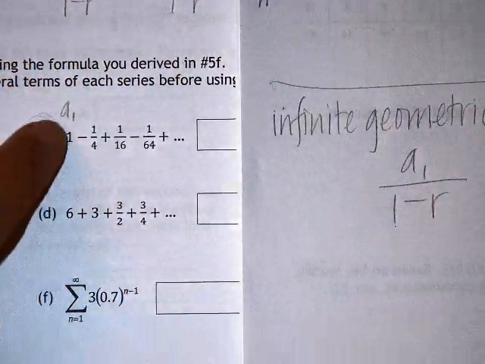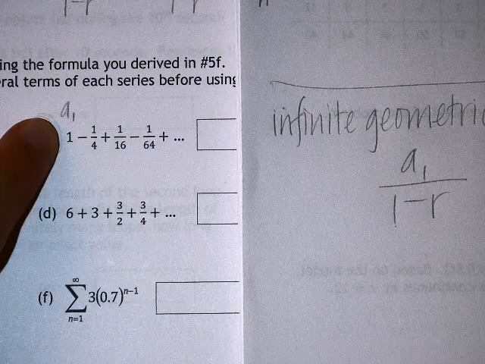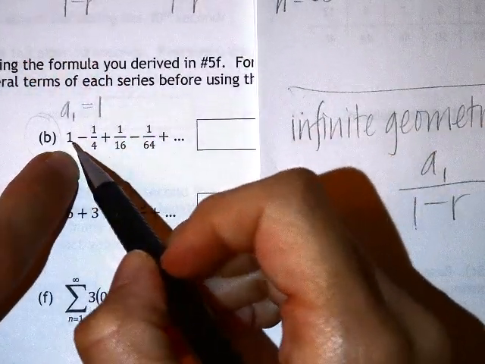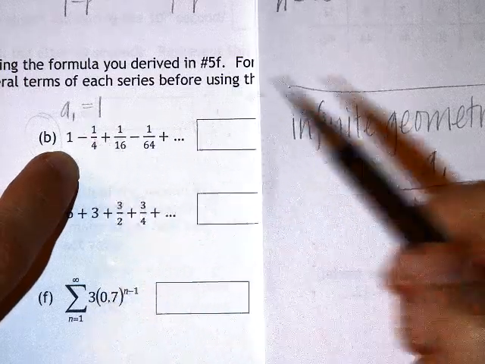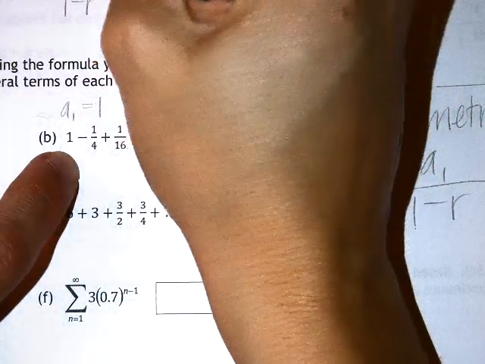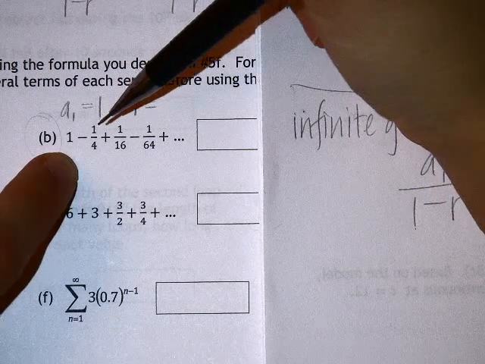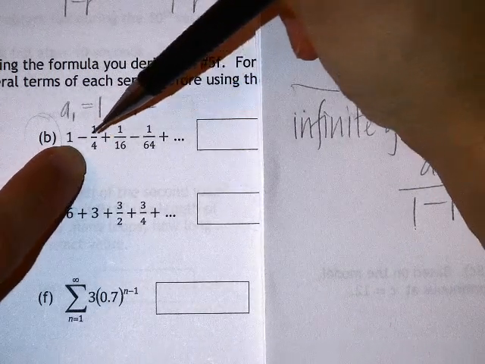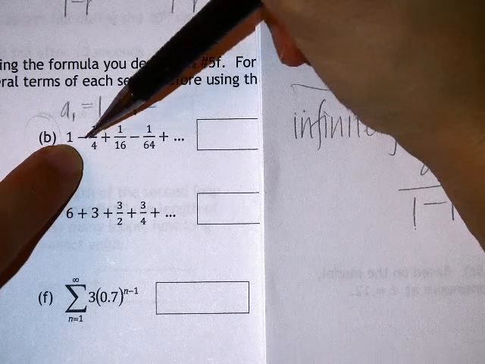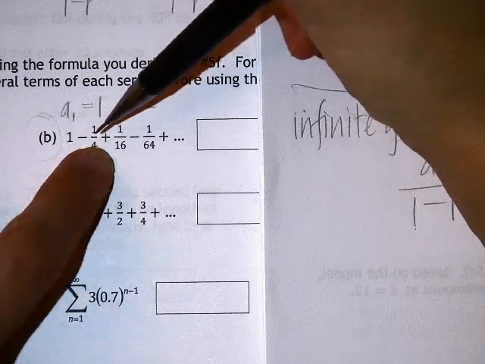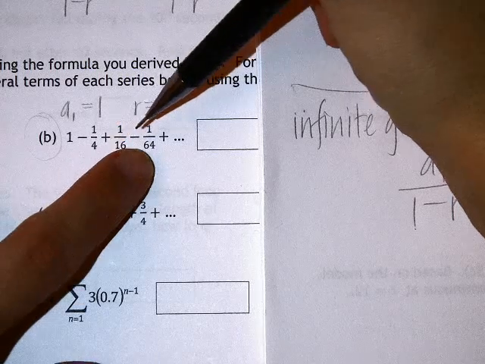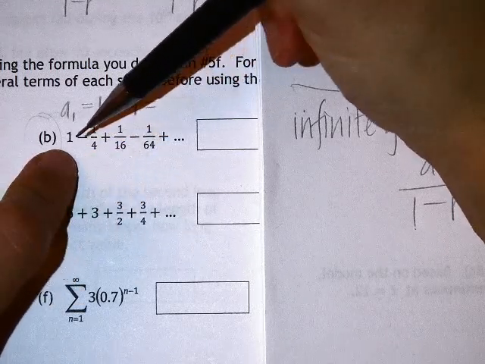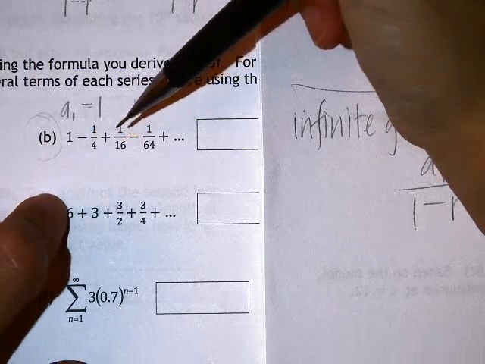So a sub 1 is always the first term in the series. A sub 1 is going to be 1 in example B, because that is literally the first number that they gave us in the series. R is the multiplier of the series. So I'm looking at these terms thinking 1/4 looks like it's a logical multiplier, but I am noticing negative 1/4 then becomes positive 1/16, then becomes negative 1/64. So I'm thinking we're not just multiplying by a fourth, it looks like we're multiplying by negative 1/4.